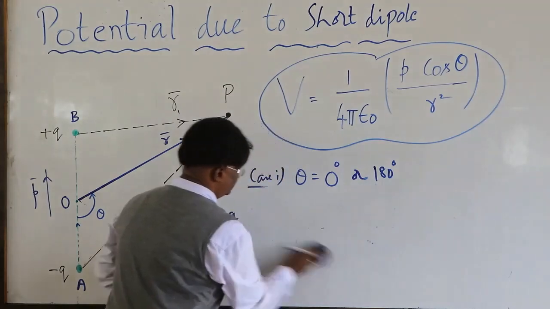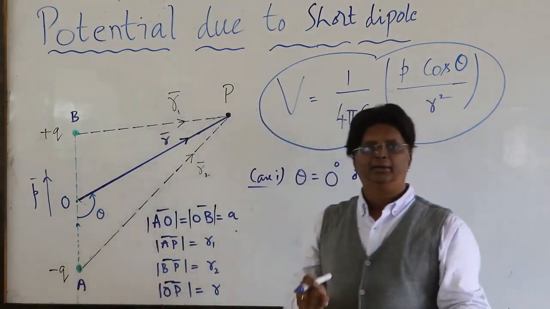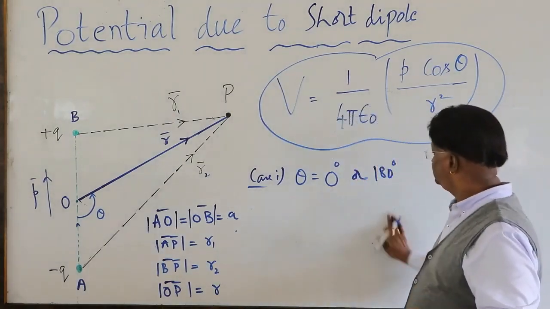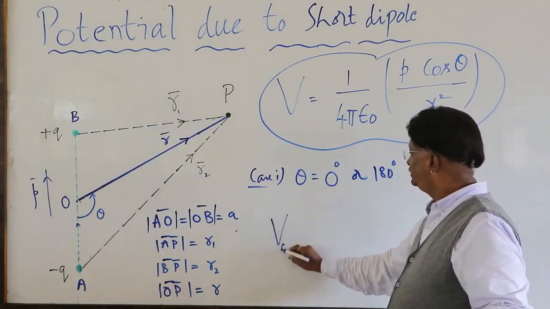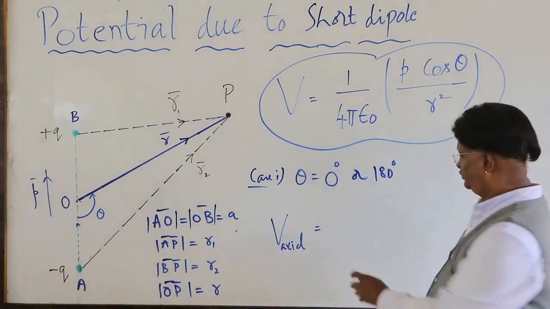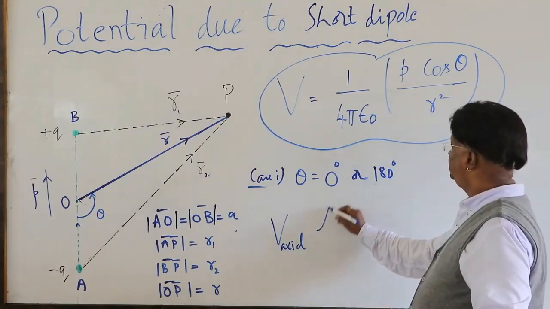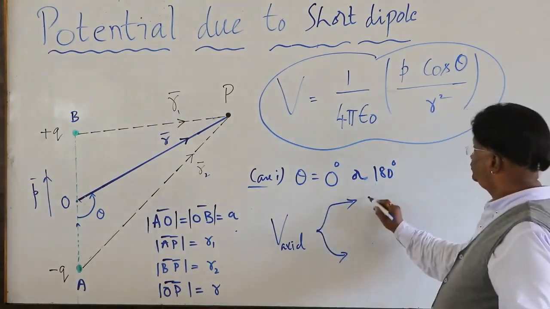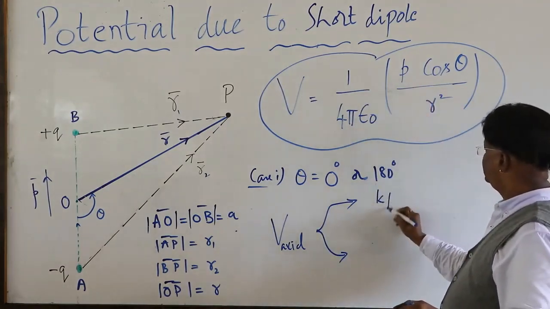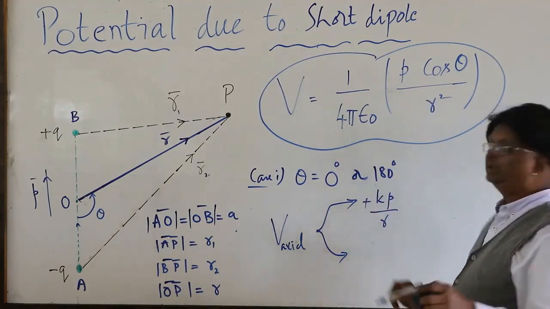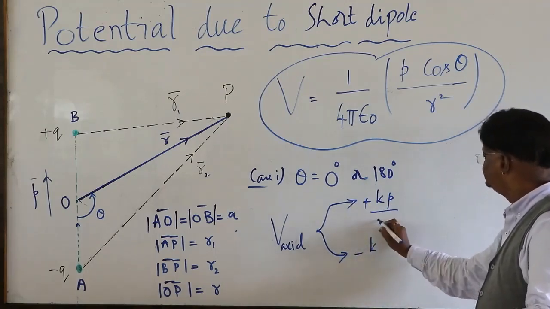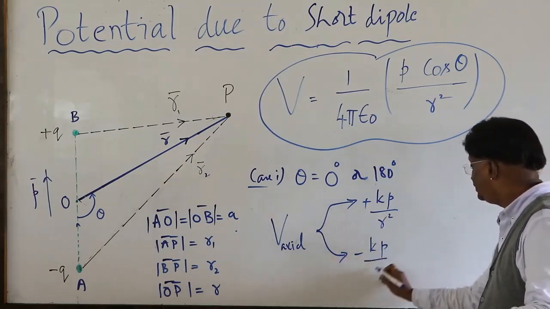See, very meticulously I'm making you look at these results. For theta equal to 0 degrees or 180 degrees, this is what we get, V axial. Axial point we get. Such that V axial can be two ways. How? If 1 by 4 pi epsilon I call it K, this will be K P by R square, which is positive, or it can be minus Kp by R square.